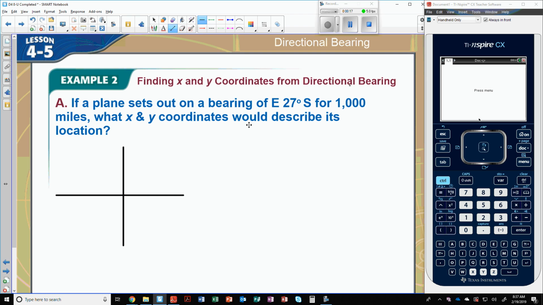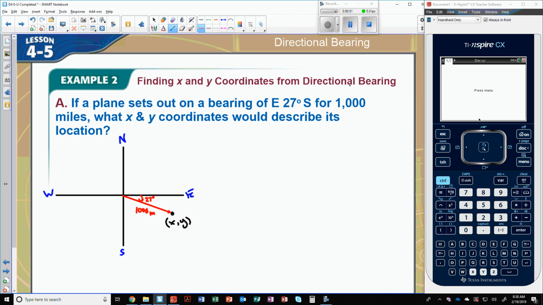So again, I'm going to draw this up and label it north, east, south, and west. And so we have a plane that takes off, and it's traveling east, 27 degrees to the south. So something like this, where our angle here is 27 degrees. And it does this for 1,000 miles. What we want to know is when this plane is at this location, what x and y coordinate represents its location. Now we can see that it's going to be a positive x and a negative y.